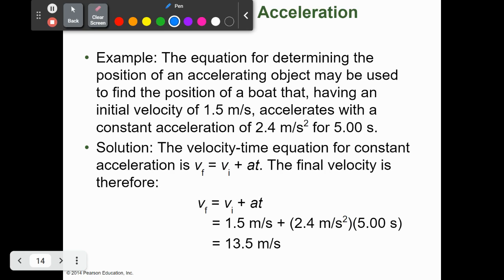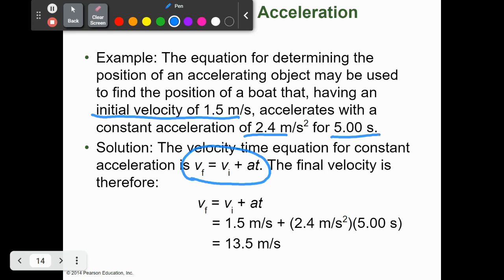We want to determine the position of an accelerating object, which may be used to find the position of that boat having initial acceleration. The velocity-time equation for constant acceleration is right here. I can find the final velocity if I know the initial velocity, the acceleration, and the time. And that's what I was given: initial velocity, acceleration, and time.